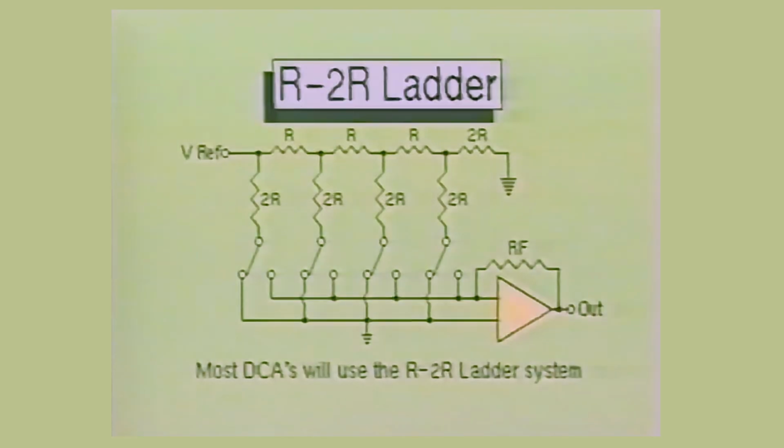Here you see the R2R ladder configuration. It derives its name from the fact that the ladder consists of only two resistive values. These are the basic resistive value and a value of twice that amount. Most commercial digital to analog converter circuits will use the R2R ladder technique.